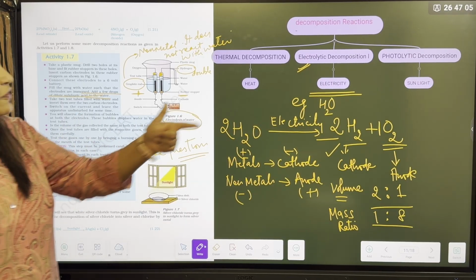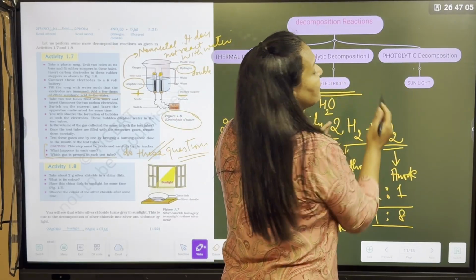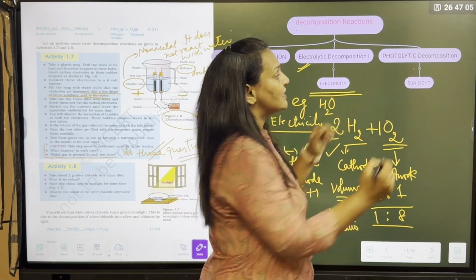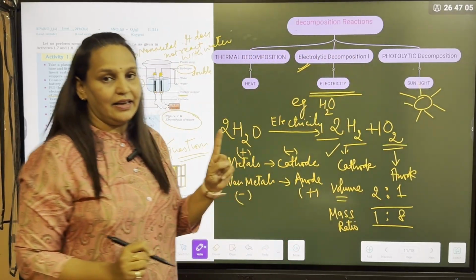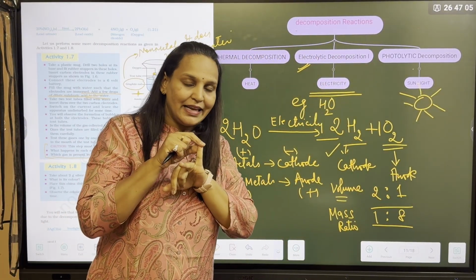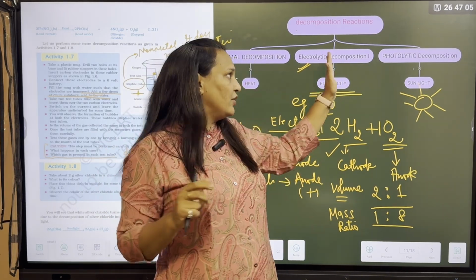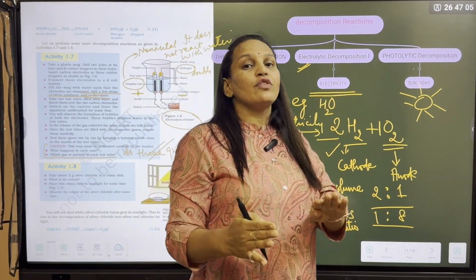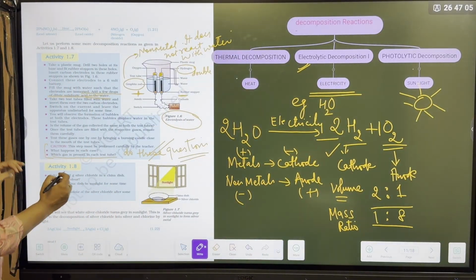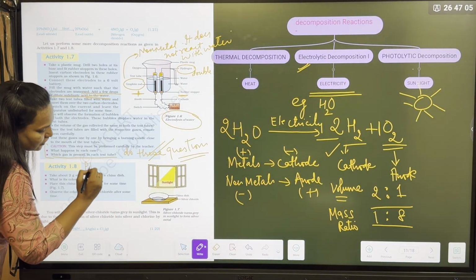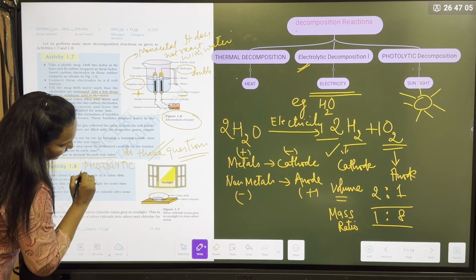Now, the third type of decomposition is photolytic decomposition. Photo means when you break down the compound with sunlight. See, we have done decomposition with heat, thermal. We have done decomposition with electricity, electrolytic. When you break down the compound with sunlight, it is called photolytic decomposition. So for this activity 1.8, please note down, it is a photolytic decomposition.